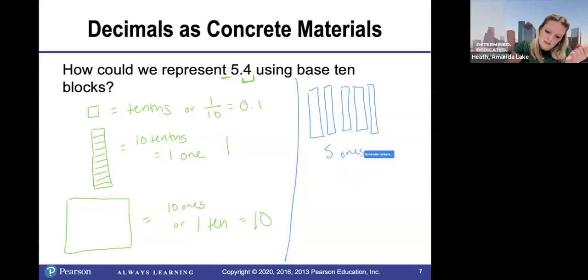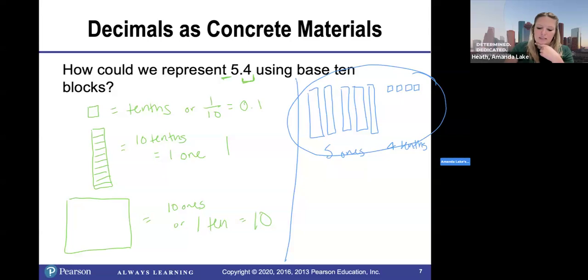And I'll need 4 tenths. So now this block represents 5 and 4 tenths. We could alternatively just have, instead of using all of these bars, used 10 blocks for every bar. And then I would have 50 tenths and 4 more tenths, or 54 tenths.